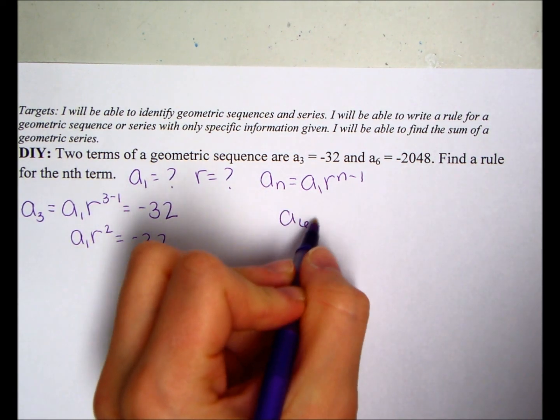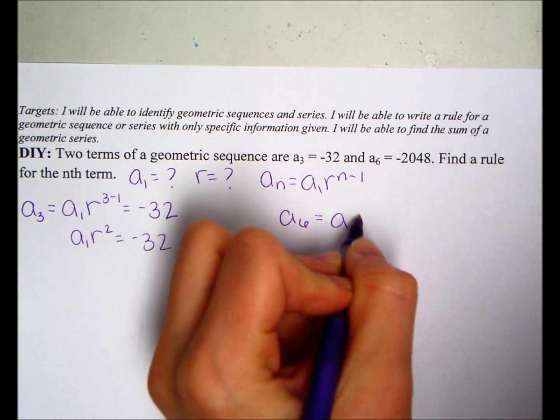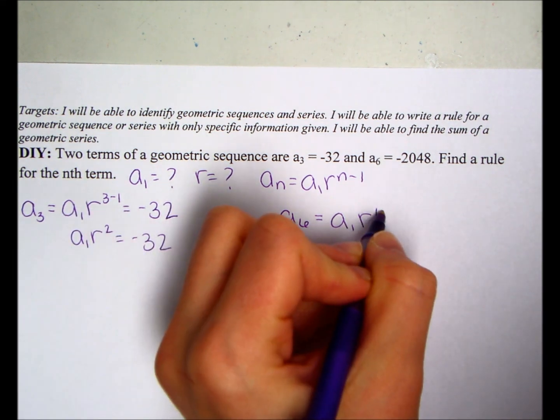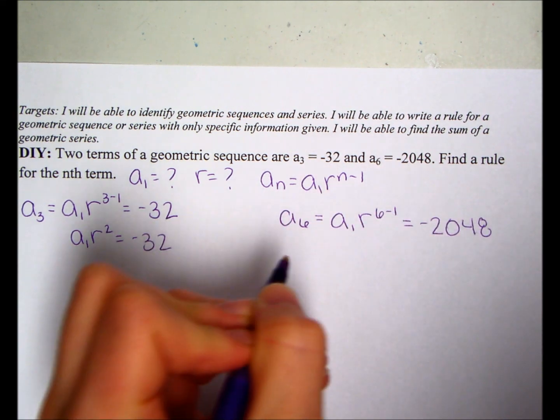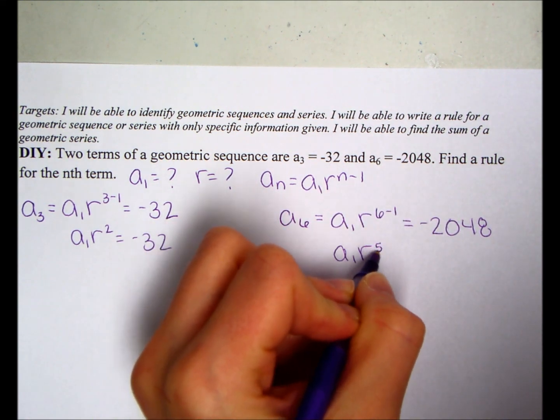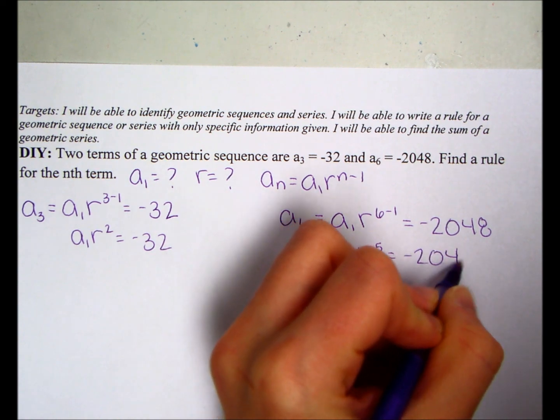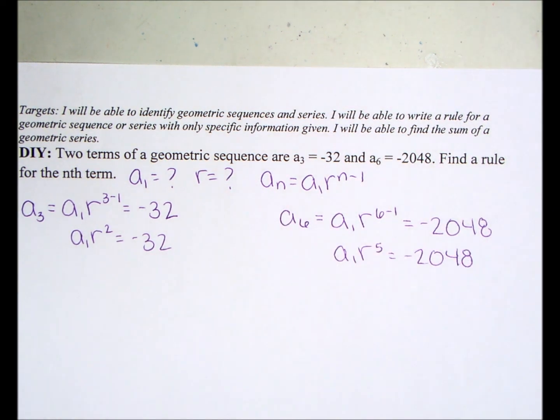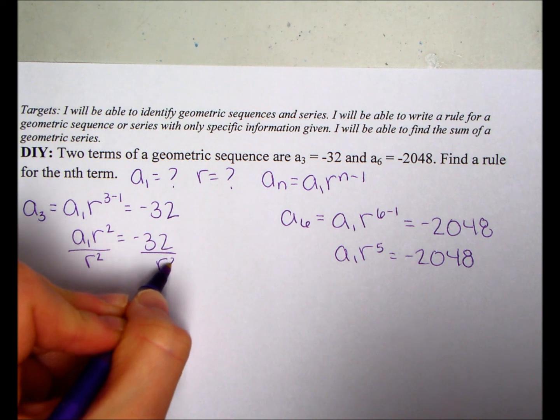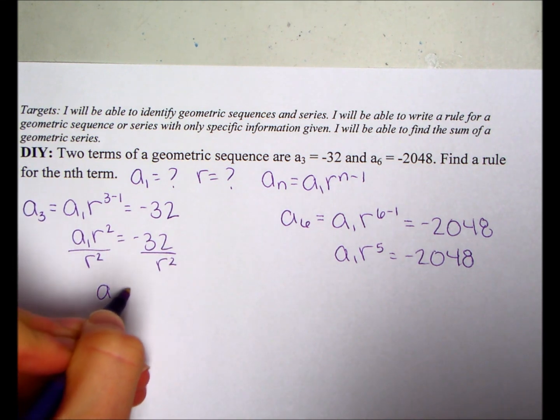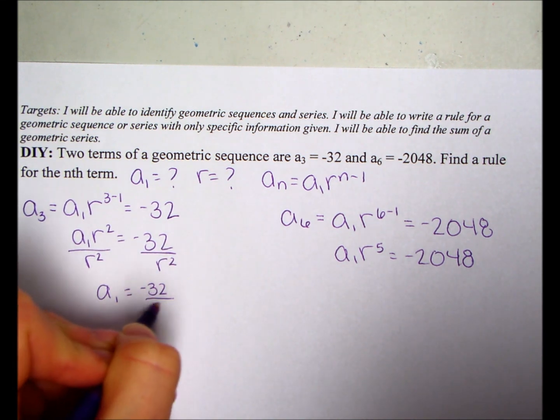So I have the sixth term is equal to the first term times r to the 6 minus 1, n minus 1, and that's equal to negative 2048. We'll clean it up. Alright, now we have our two equations, two unknowns. Like I said, it doesn't matter what you solve for. I like to solve for a sub 1, and I'm going to do that here. So I'm going to divide both sides by r squared, and I'm going to get a sub 1 is equal to negative 32 over r squared.